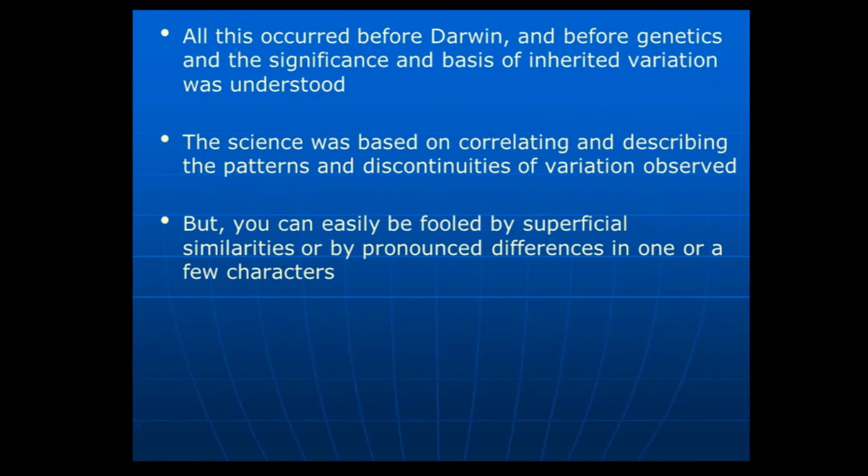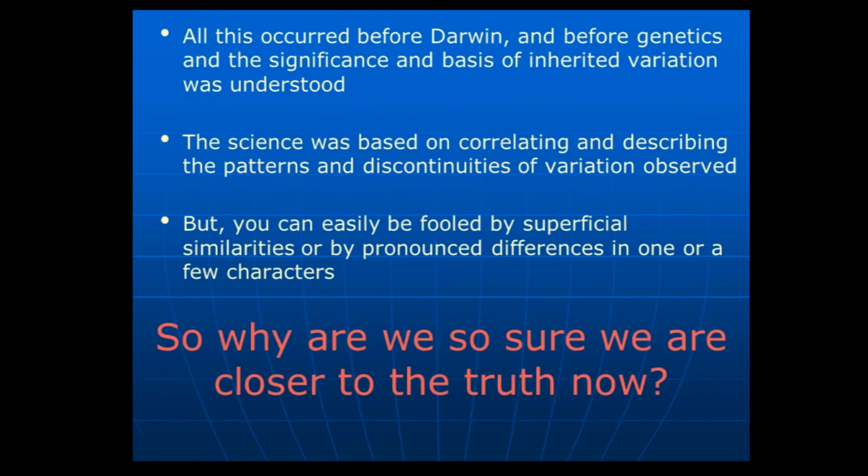So now we think we are getting closer to the answer. But why are we sure of this? Why won't we, in 30 years, discover that everything we thought is hogwash? Well, I think I'm optimistic that that won't happen. And the reason is actually a couple of reasons. One is, of course, modern systematics has a much deeper and more comprehensive understanding of variation.